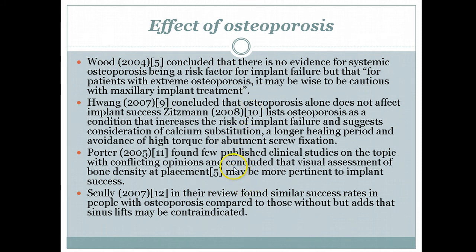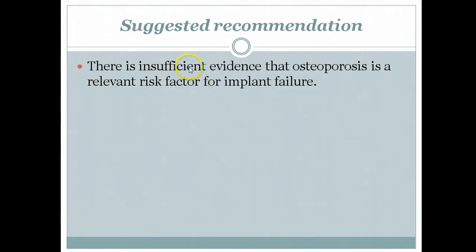But I think the overall theme is that it is not a contraindication. It does sometimes minimally affect the success rate in the areas where you would expect, which would be the maxilla, because that's where the weak bone is to begin with. So our suggested recommendation is that there's not enough evidence, because you saw there were both sides, that osteoporosis is a relevant risk factor for implant failure. My suggestion is do not treat these patients as a contraindication, just like we talked about smoking.